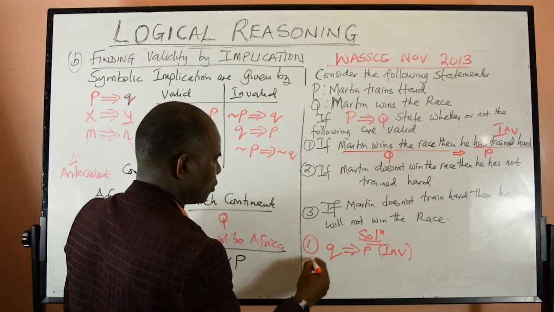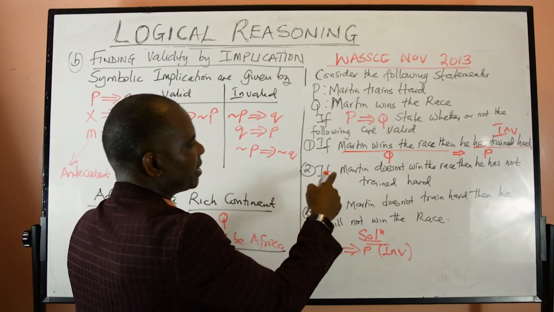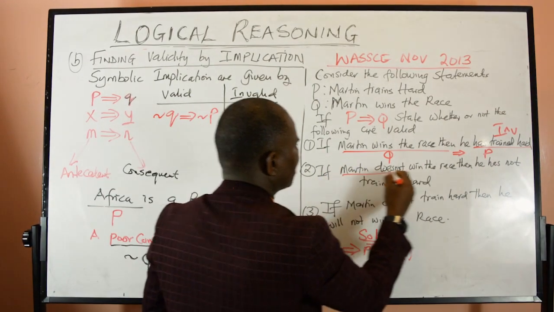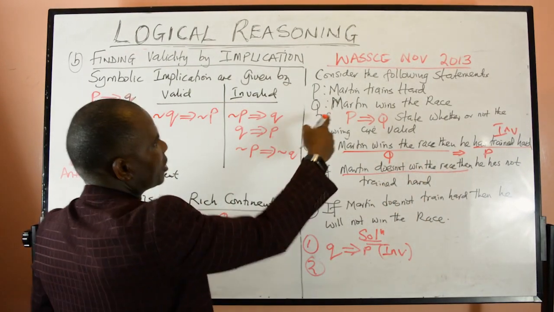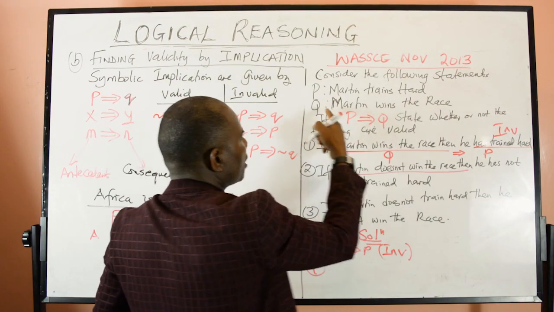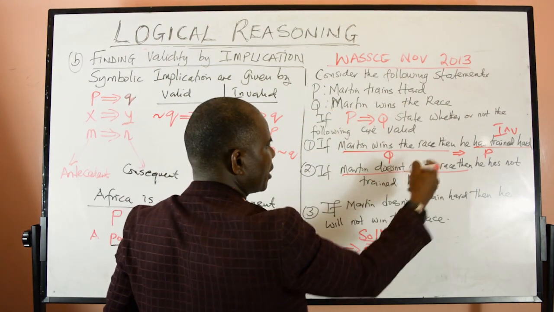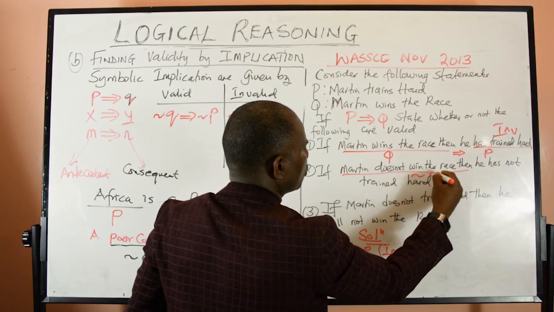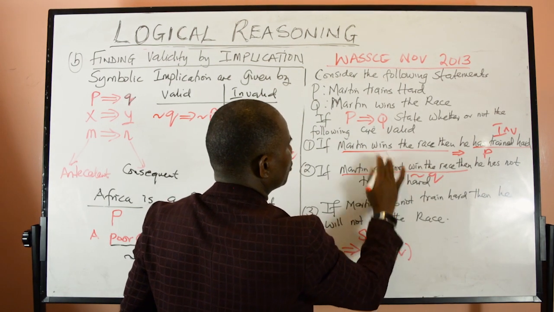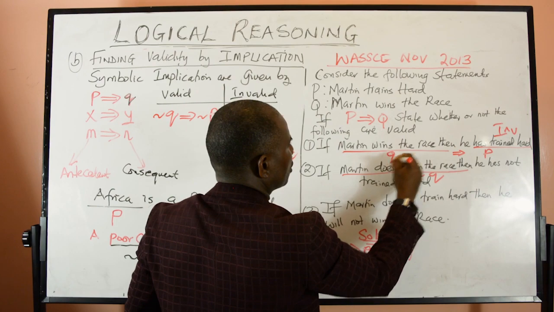So let's go to number two. Number two says Martin does not win the race. So if you check this, win the race is Q. So does not win the race is going to be negate Q. So we'll be using small letters in this case.